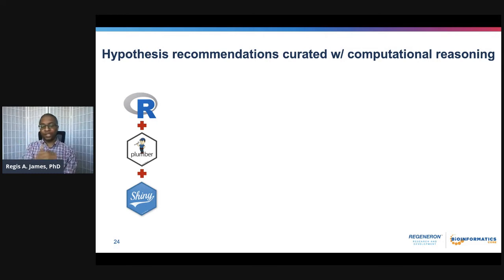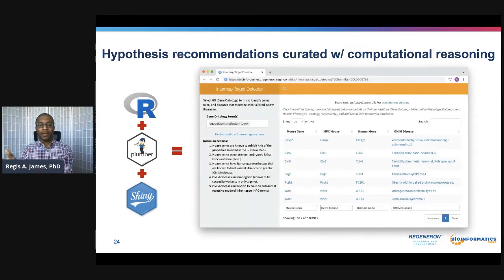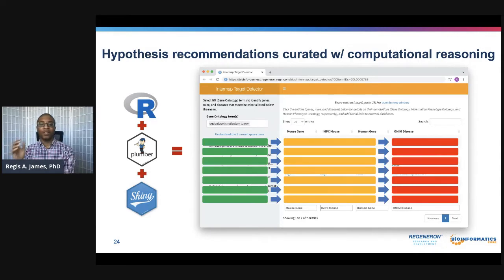And then also Shiny. So Shiny, as many of you are well aware, is a package that allows for the development of interactive web applications right out of the box. And so by combining these things, I was able to generate the interface, the Intermap target detector. And so now, a little bit more using the colors from the previous slides, what the Intermap target detector results show are a way to filter down to the method of intervention and filtering down to the mechanism, the molecular abnormality, and identifying the disease, the set of phenotypic presentations that are present in patients.